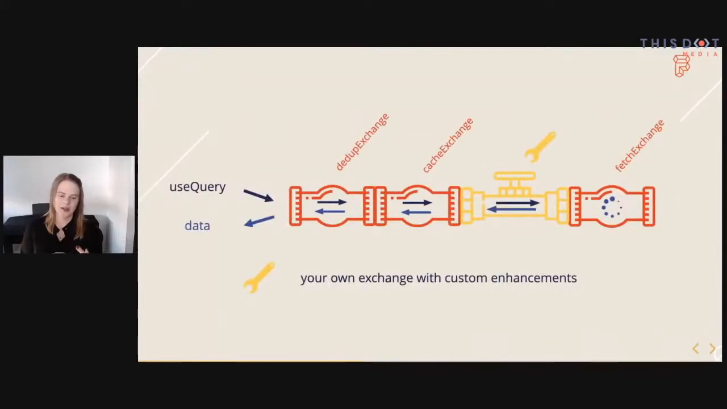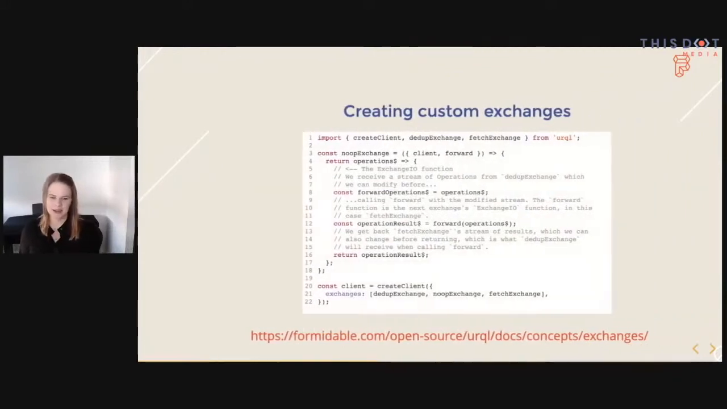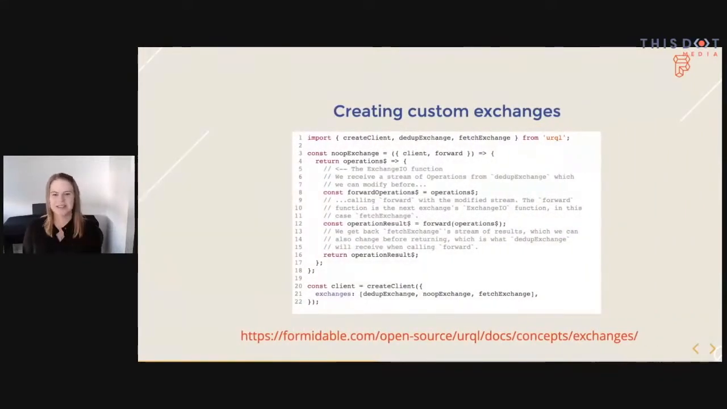How do you have an exchange that can update the data in two places? Well, it's all using streams. So this is an example of a custom exchange that's a no-op exchange. This means that the data passes through it, but the data isn't being modified. If you look at the bottom, we have the exchanges array, and we have the dedupe exchange, the no-op exchange, and then the fetch exchange.